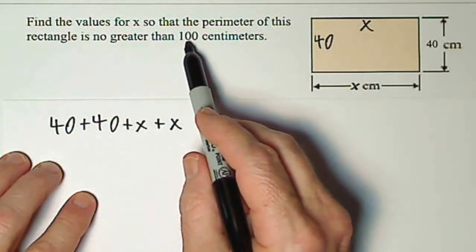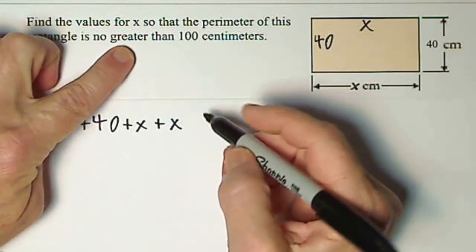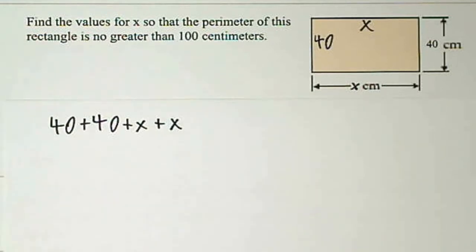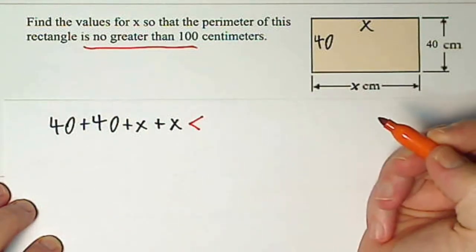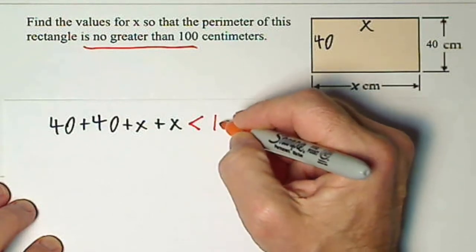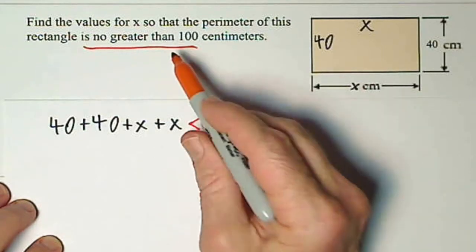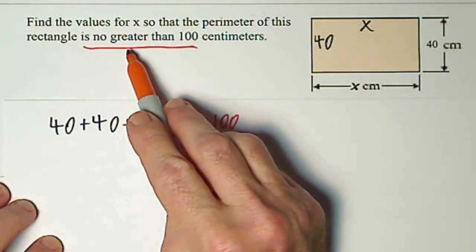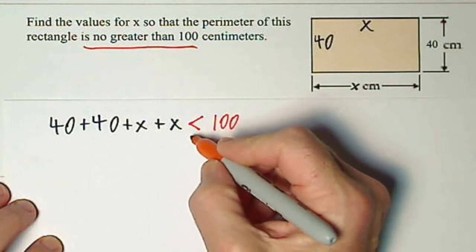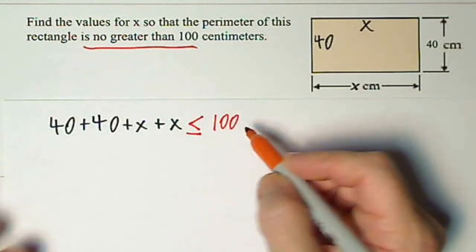But instead of equals 100 centimeters, it is no greater than. So it has to be, let me emphasize that, no greater than, so it has to be less than. Actually, it could equal 100 centimeters, right? It just can't be greater than 100 centimeters. So it's less than or equal to 100 centimeters.